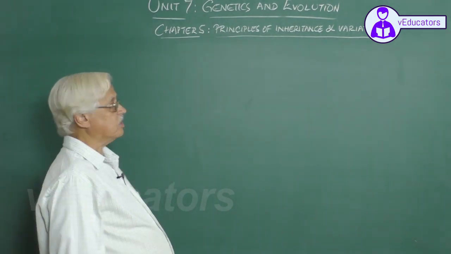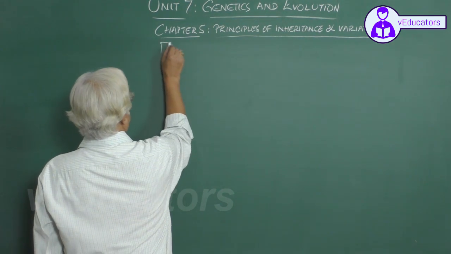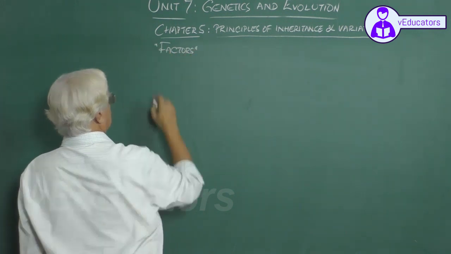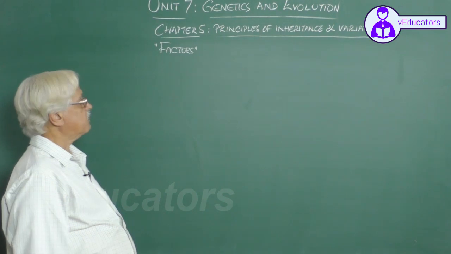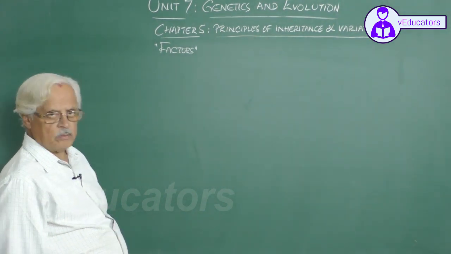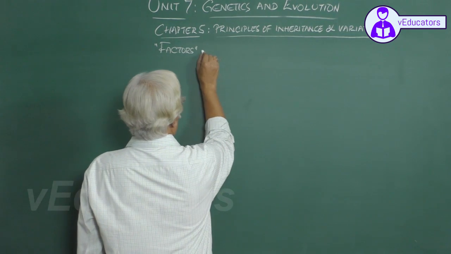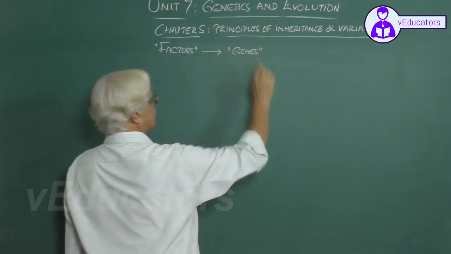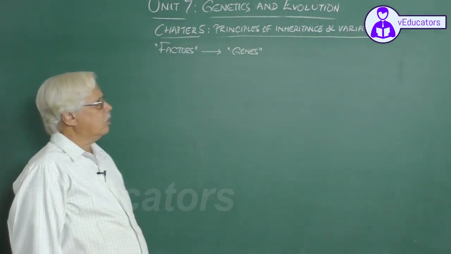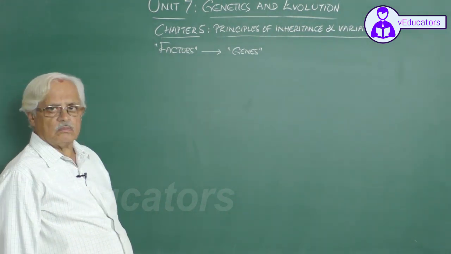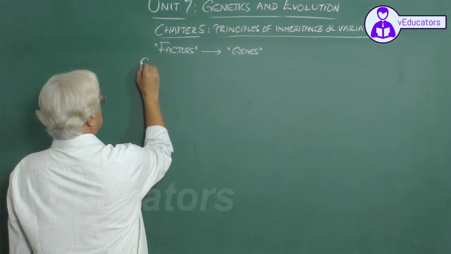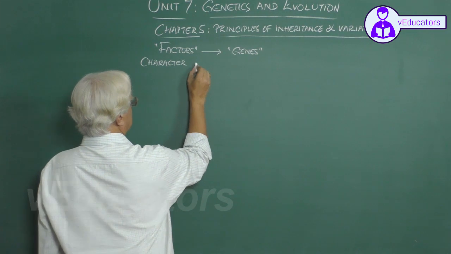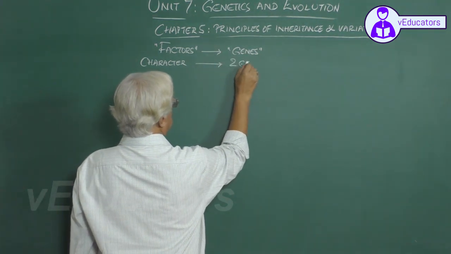Monohybrid cross and dihybrid cross, we have discussed the factors that are responsible for the expression of characters as described by Mendel, and now described as genes. We have seen that for any given character, there must be two genes.